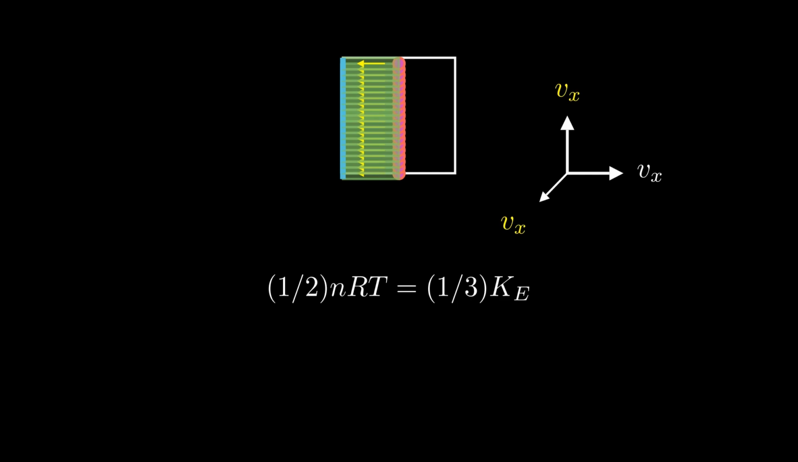Rewriting this, we get our final equation. The total kinetic energy of monatomic gases equals 3 over 2 times the number of moles of the gas particles, times R, times the temperature of the container.